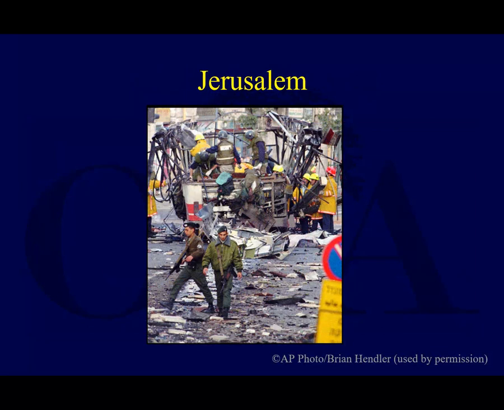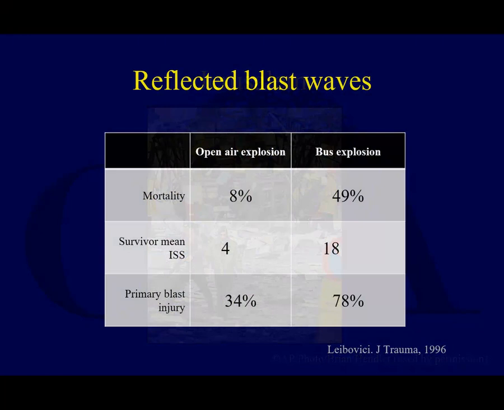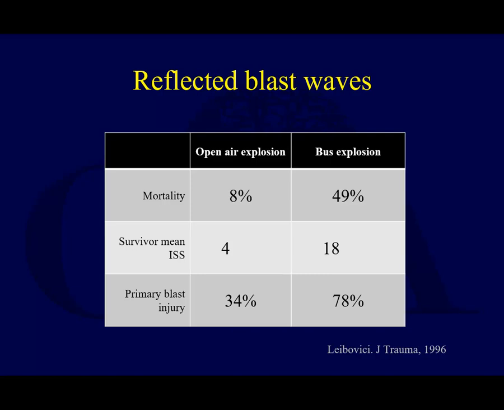So Jerusalem and Israel has a history of multiple bus bombings over the past 3 decades. Here you can see a bombing in 1996, killing 18 and injuring many others. This was an example of a bus bombing. So that's an example of where you can have these reflected waves causing additional injury. Similar observations were found among casualties of the Irish Republican Army bombings in the United Kingdom, where bus explosions were particularly lethal, unfortunately.